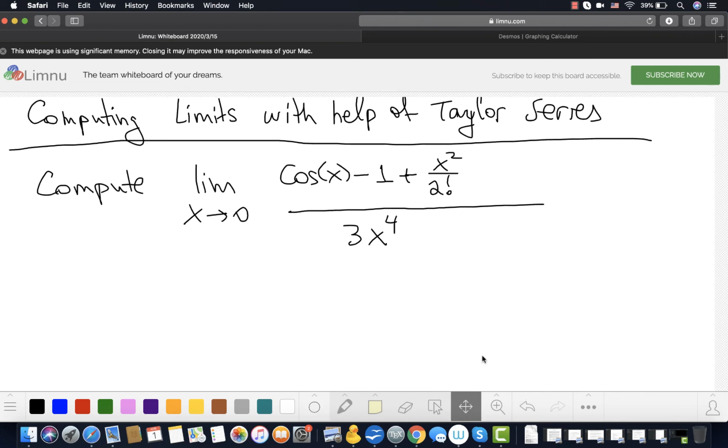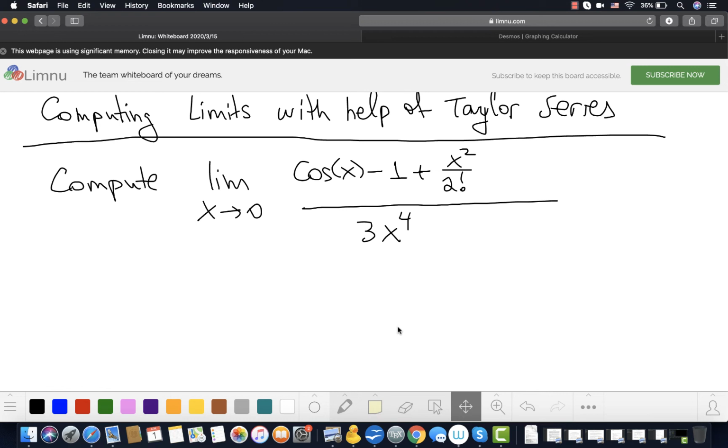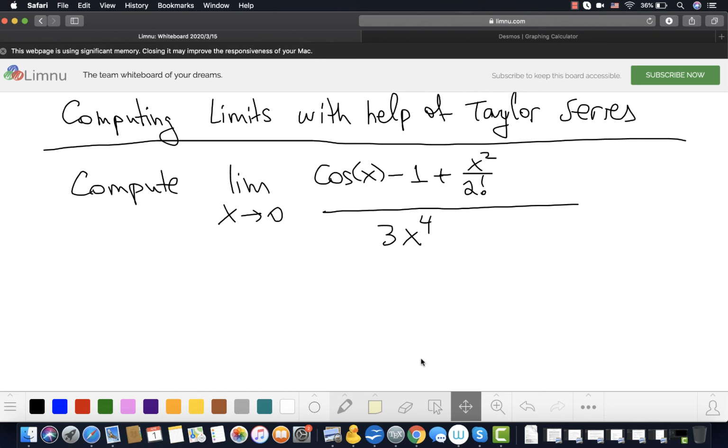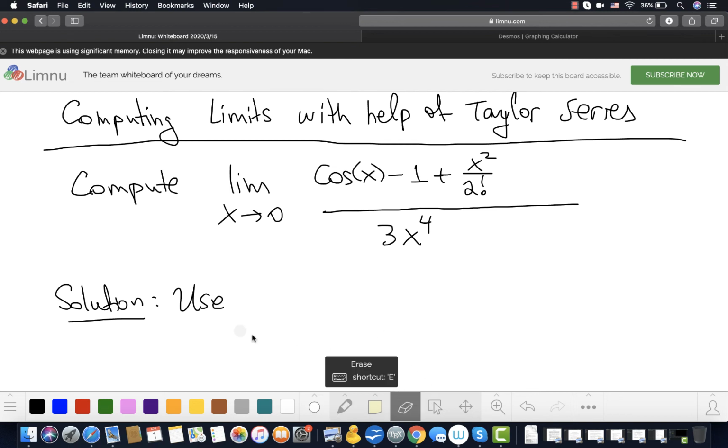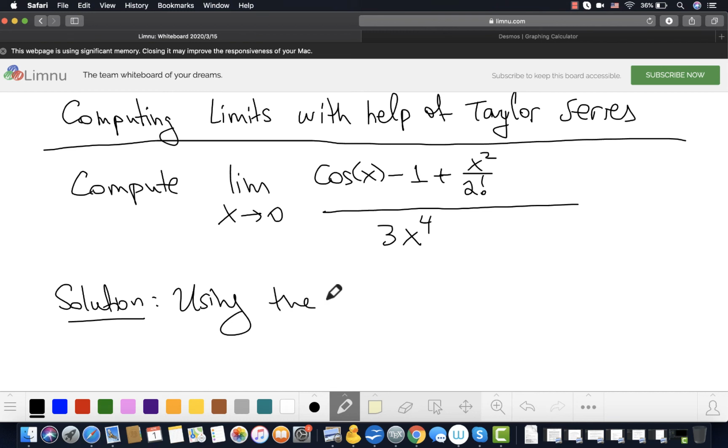When you see a question like this, and you see cosine x and all these other polynomials, it might be a good hint that you want to use the Taylor series for cosine x instead of dealing with cosine x, which might be complicated. So, solution: we can replace cosine x with its Taylor series. What's the Taylor series for cosine x centered at 0?